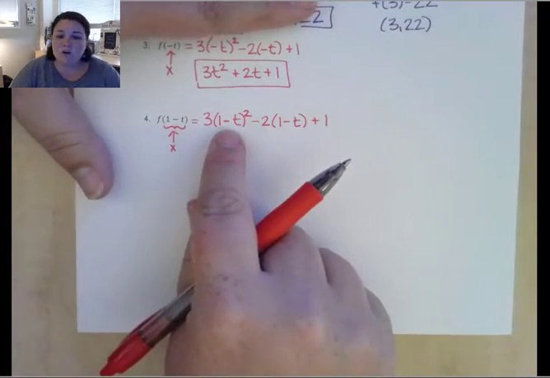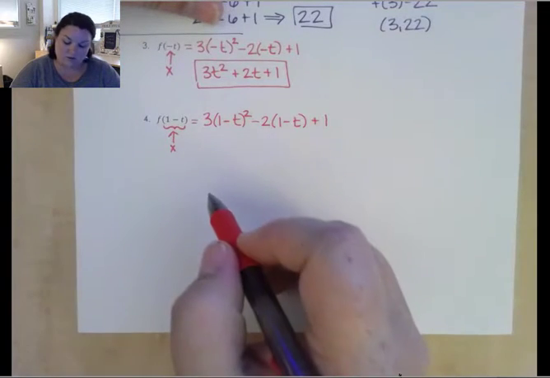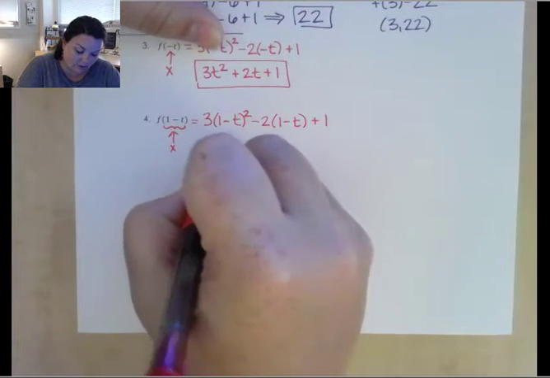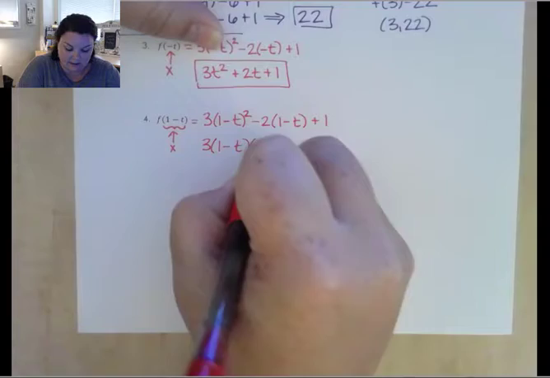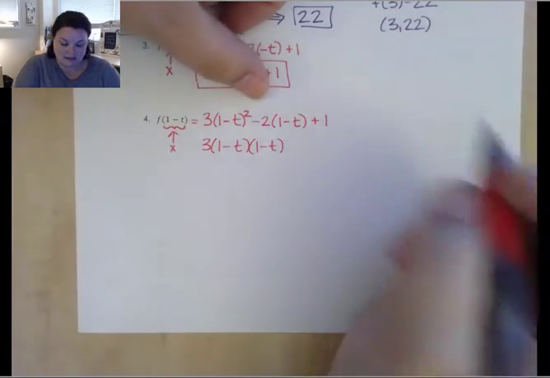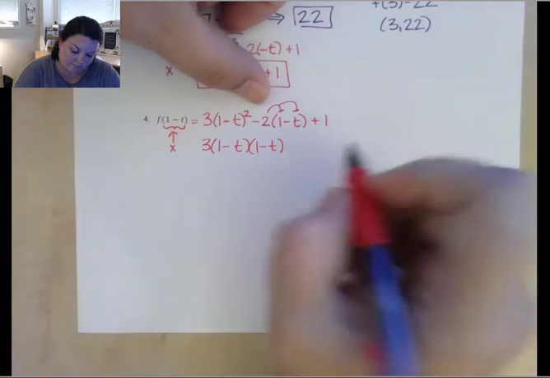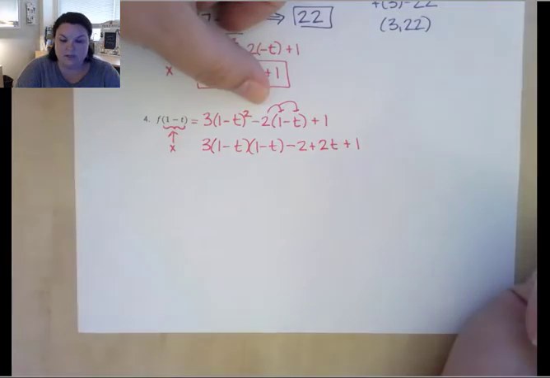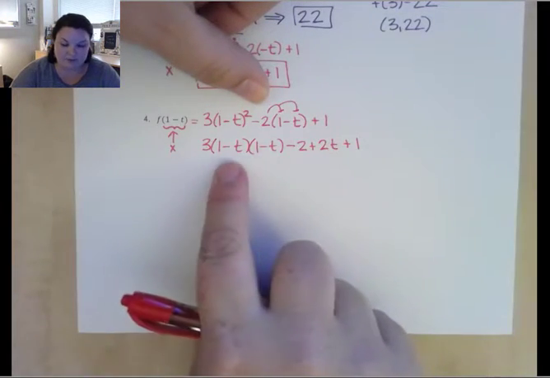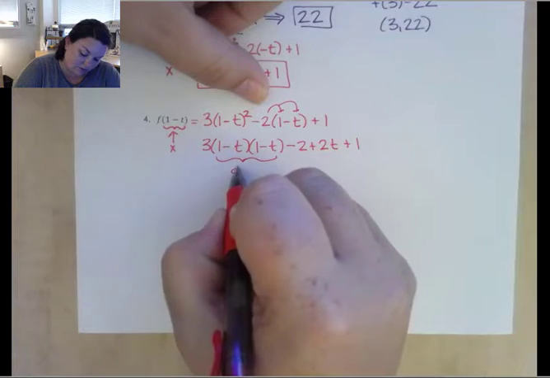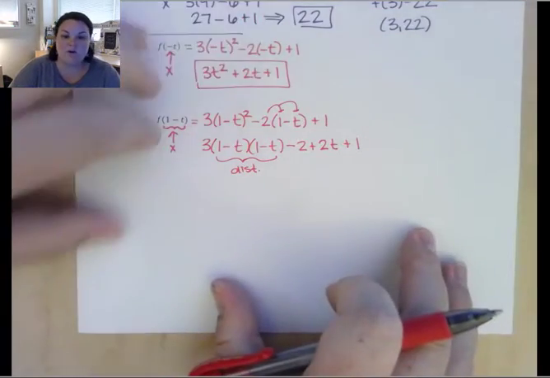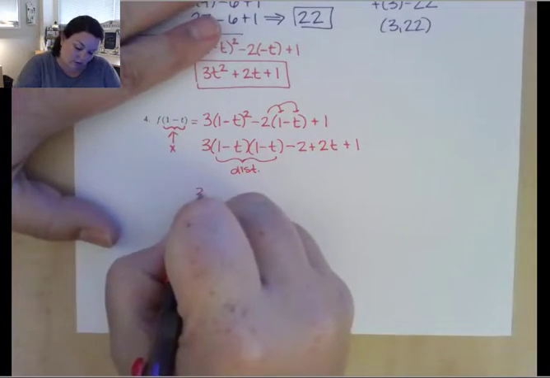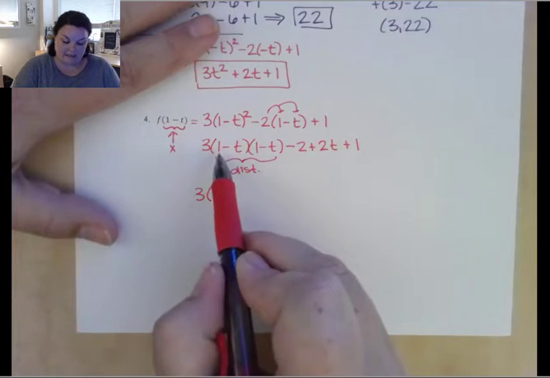So a squared quantity, we cannot square 1 and square t and call it good. A squared quantity means I have 2 copies of that quantity. So I'm just going to rewrite this as 3 times 1 minus t times 1 minus t. And then I'm going to go ahead and distribute this negative 2. So that gives me negative 2 plus 2t, and then the positive 1. Okay. Now in simplifying this, I always like to distribute this first. Distribute the quantities, and then whatever that equals, then we'll multiply this 3 into it. So I'm going to leave the 3 outside for just a minute and distribute this out.